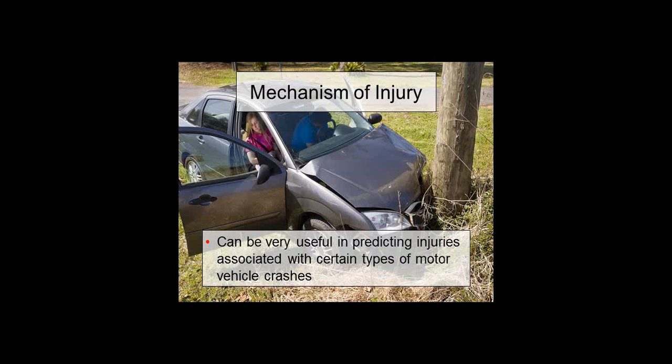Mechanism of injury on this one, we have a frontal impact here. You see that the girl in the passenger seat has her seatbelt on, but it appears that the driver does not. So what is that potentially going to cause for injuries? Well, seatbelted people may have slightly different injuries than unseatbelted folks.